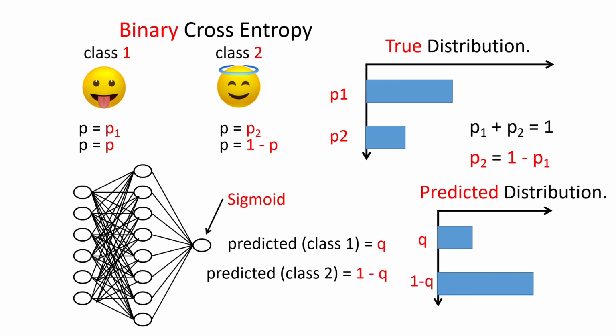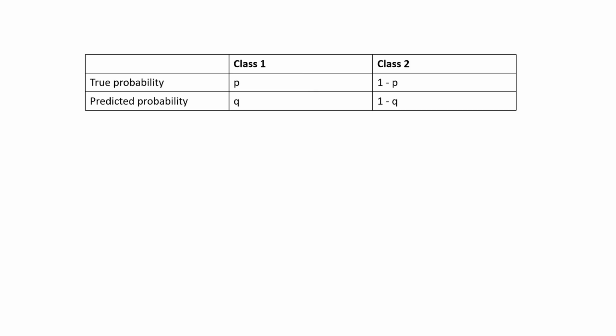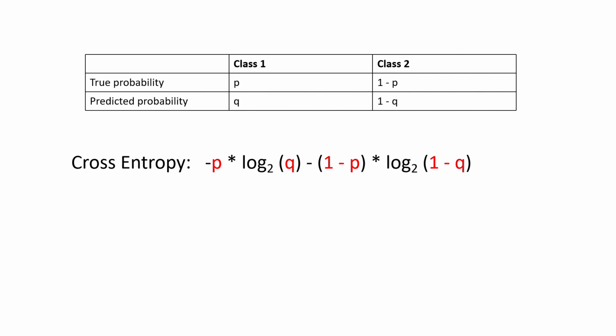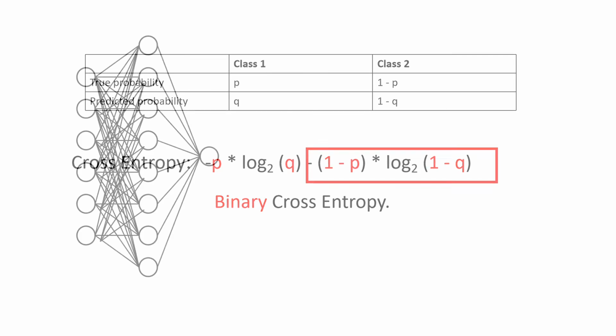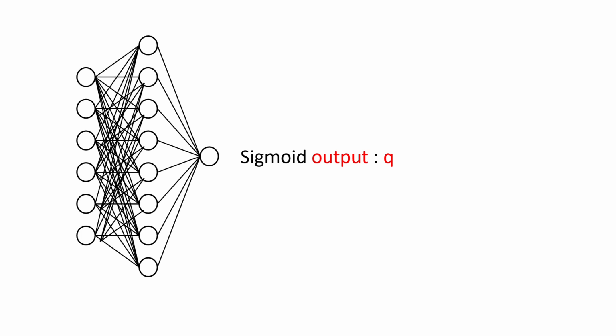Now let's put all the data in the table. So the true distribution values are P and 1 minus P, and the predicted probability distribution is Q and 1 minus Q. Now let's apply the cross entropy formula, and we get minus P into log of Q, minus 1 minus P into log of 1 minus Q. So this is the binary cross entropy. You can see here the formula is still the same, only the second part looks a bit different. What essentially happened is the sigmoid output was taken and converted to a two event case, and the general cross entropy was applied. So that's it from my side.